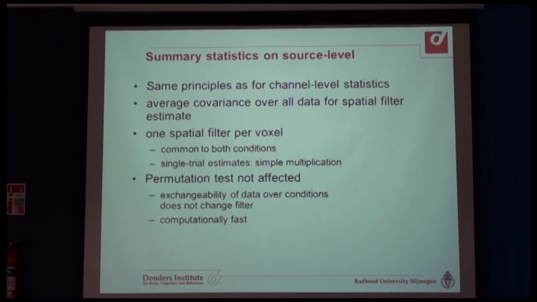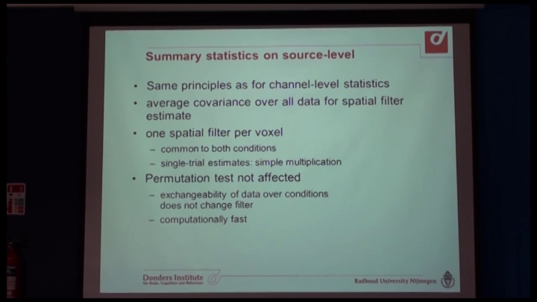Okay, so with source level statistics, we're using the same principles as for channel level statistics. It's a two-step approach, and that's also what you've seen yesterday in the hands-on. We start with an average covariance over all the data to get the spatial filter. We have one spatial filter for each of the voxels, and under the null hypothesis, that spatial filter is not going to be different. So it's best to compute one spatial filter, and that allows us to do single trial estimates by just a simple multiplication. That means we can compute single trial power quite robustly for 1,000 different randomizations of the data. And it's also fast, only a minute or so.